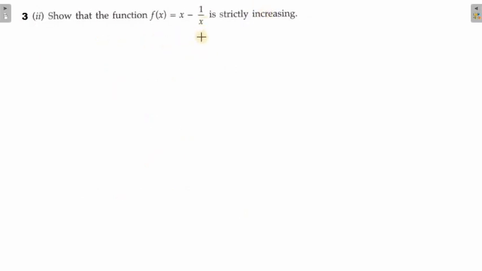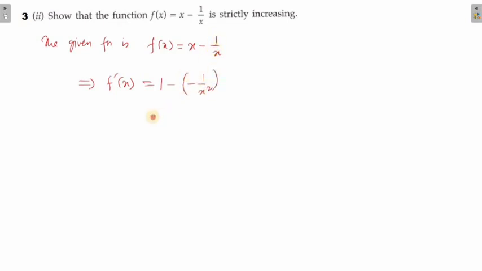So the next question is this one. The given function is f(x) equals x minus 1 by x. Okay, so find the derivative, differentiate both sides with respect to x. You get f dash of x out here. Derivative of x is 1, and as I said, derivative of 1 by x is going to be minus 1 by x square. Okay, now 1 plus 1 by x square.